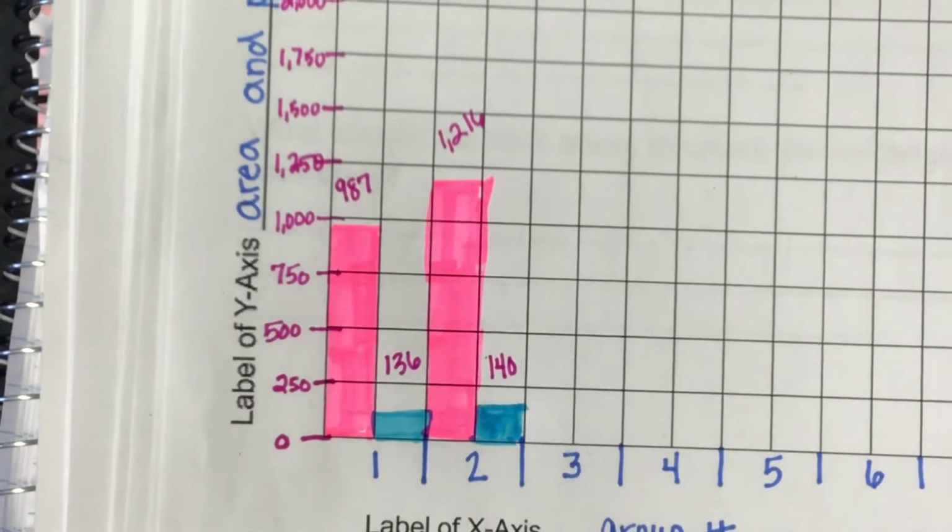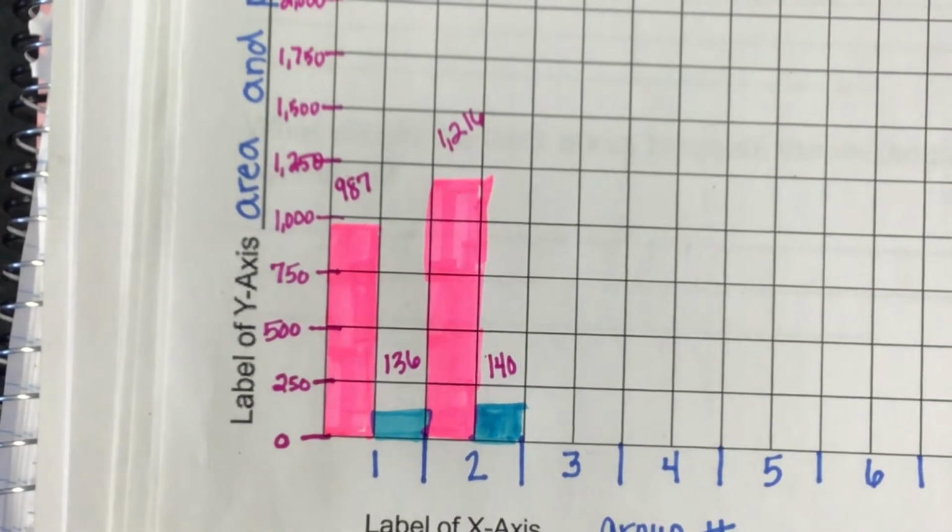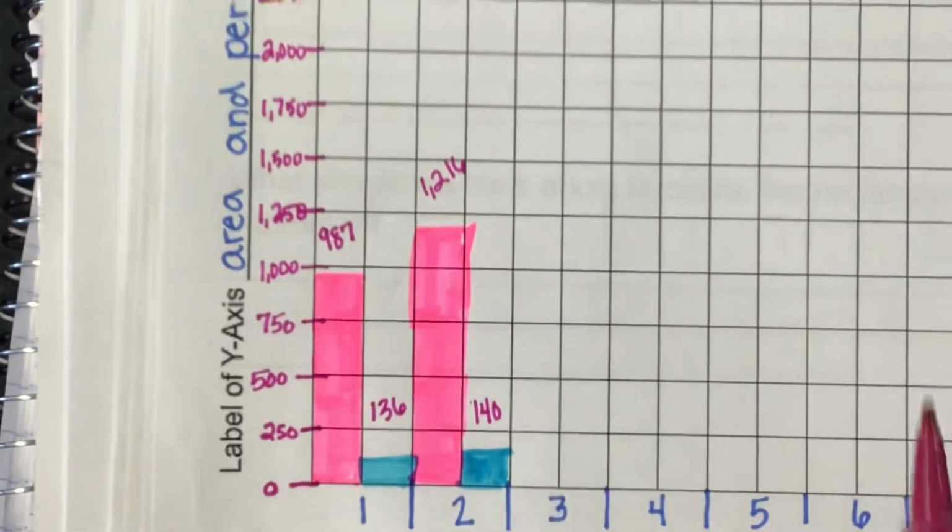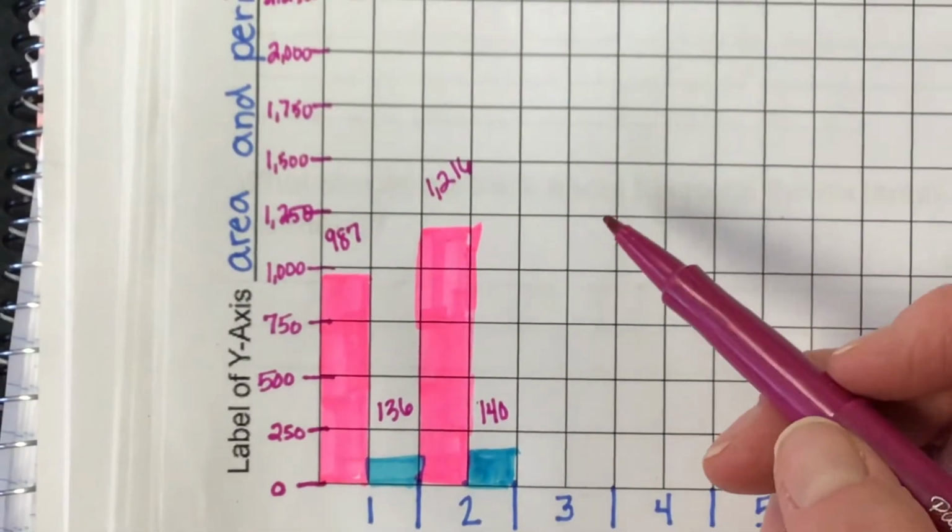Make sure you're using the correct colors and coloring neatly. Don't forget those two important things. And every other bar that color, so don't have two the same color side by side.